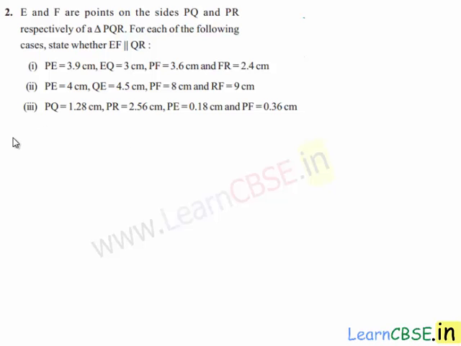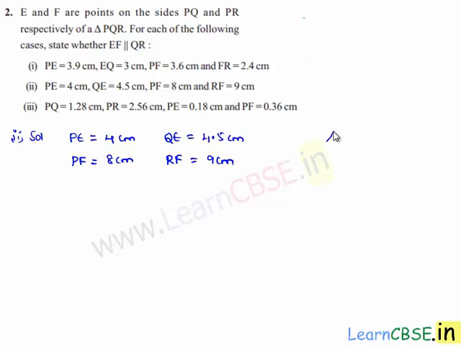Now moving on to the second bit of second problem, let us do a solution. Here the data given is PE is equal to 4 centimeters, QE is equal to 4.5 centimeters, PF is equal to 8 centimeters and RF is equal to 9 centimeters.